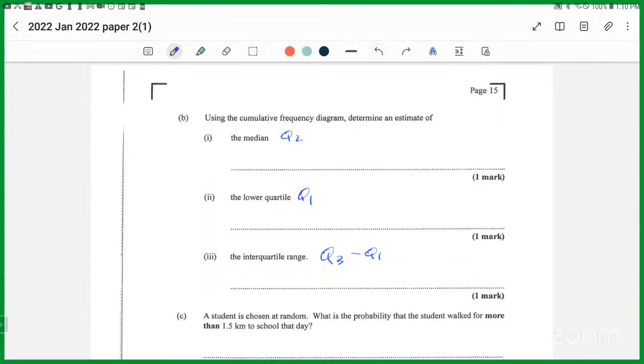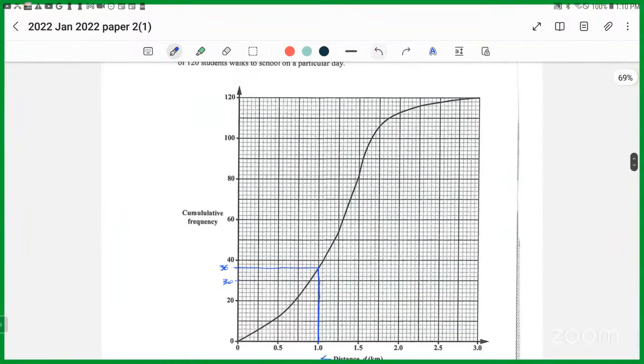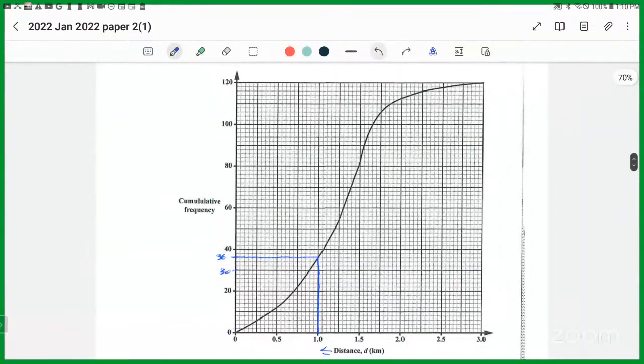All right, let's go. Q2 first is the median. So what's the position of the median? 120 students, so half of 120 is 60. You can find the quartiles by dividing it half and half first. 60 and 60, right inside here is the position of Q2. Then halfway between here and here is 30, which is the position of Q1. And halfway between 60 and 120 is 90. See 90 here, so that corresponds to the position of Q3.